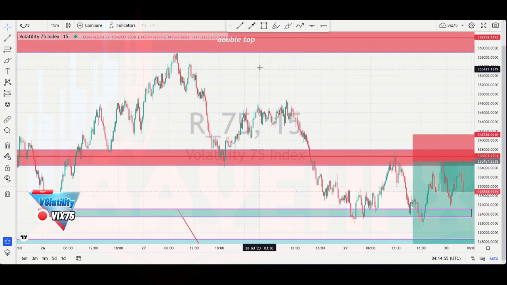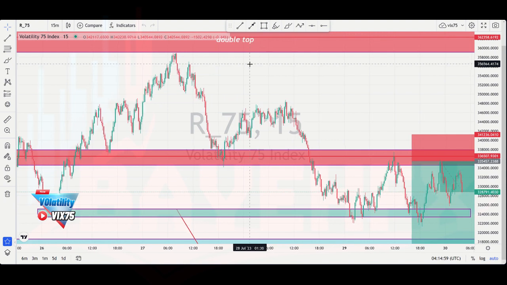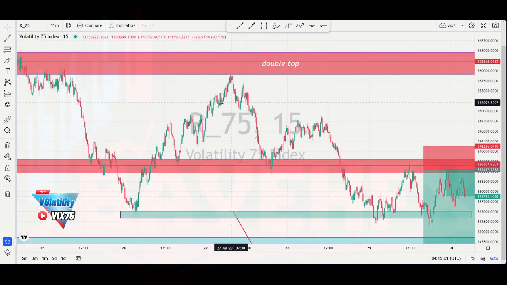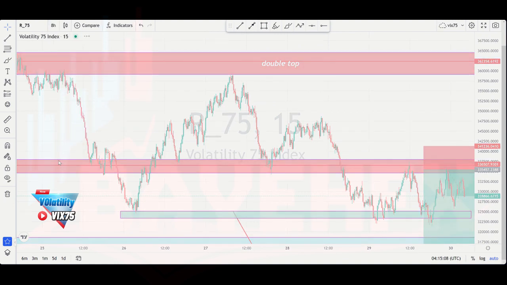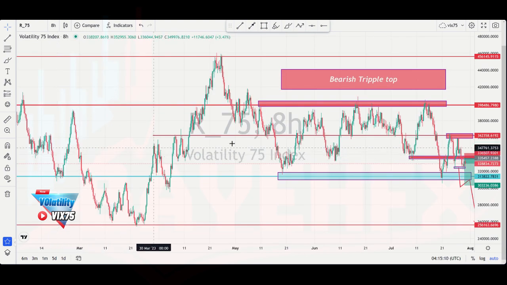Okay guys, this is VIX75 and we are starting our analysis from the higher time frame. So let's switch to the 8 hours time frame to zoom in. As you can see, we marked all key zones on this particular pair, and we are bearish on this particular pair.